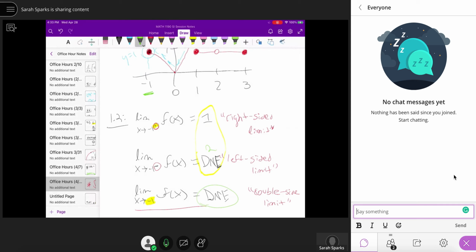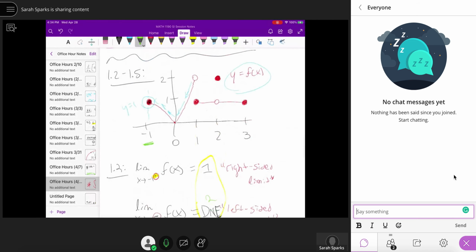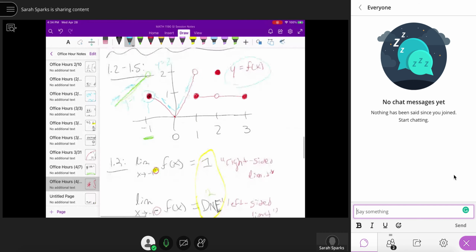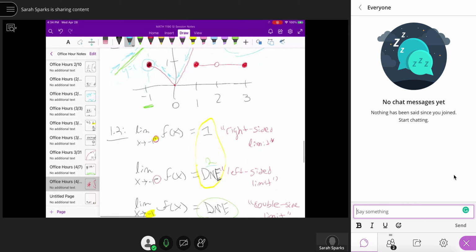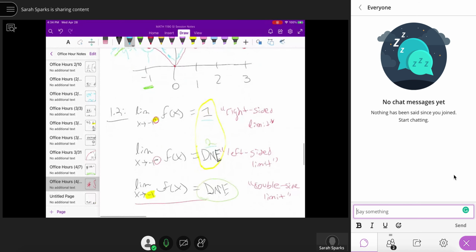Yeah. Like if there was an open circle right here and the function was coming like that, if we followed our finger along the left side, we would see that it approaches y equals 2. But since this equals 2 and that equals 1, the full limit doesn't exist. Okay.